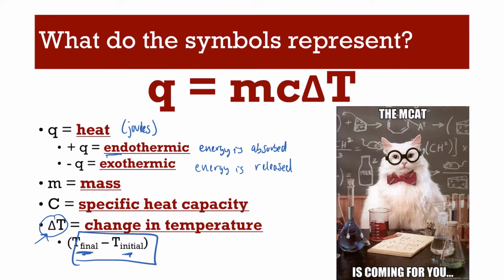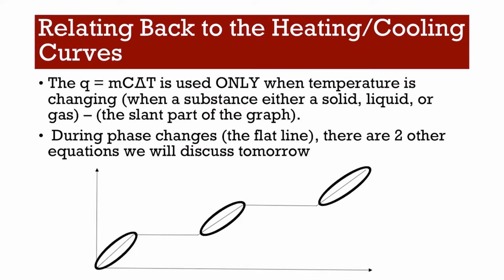And so we're going to jump into questions that show you this. But again, before we do that, let's just kind of relate this back to heating and cooling curves. So the q equals mc delta T equation is only used when temperature is changing. And to remember, here is temp, here is time. And so in these slanty sections, the temperature is changing. And so this equation only works when you have that change in temperature.